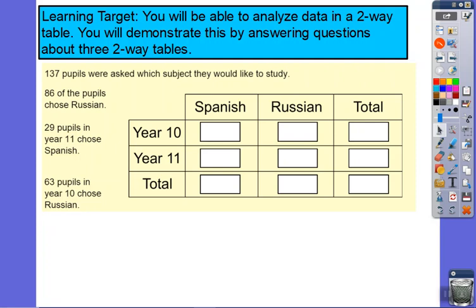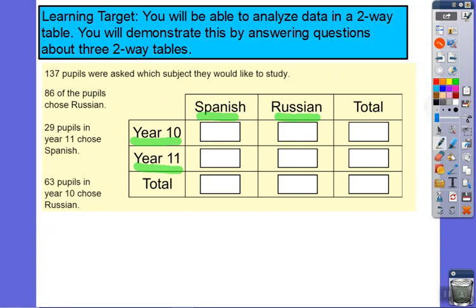Okay, our learning target is you will be able to analyze data in a two-way table. You will demonstrate this by answering questions about three two-way tables. We are looking at what year students are in, so sophomores and juniors here, year 10 and year 11, and what language they would like to study, whether they'd rather do Spanish or Russian.